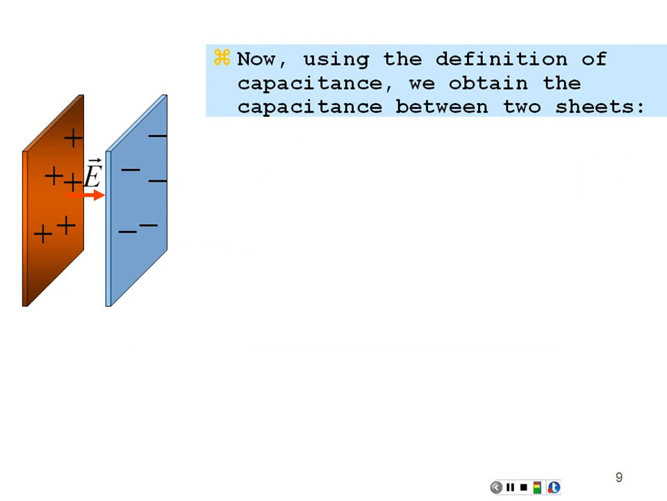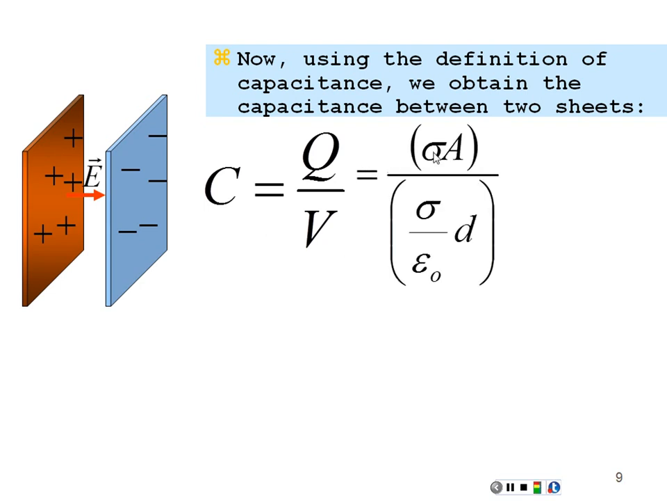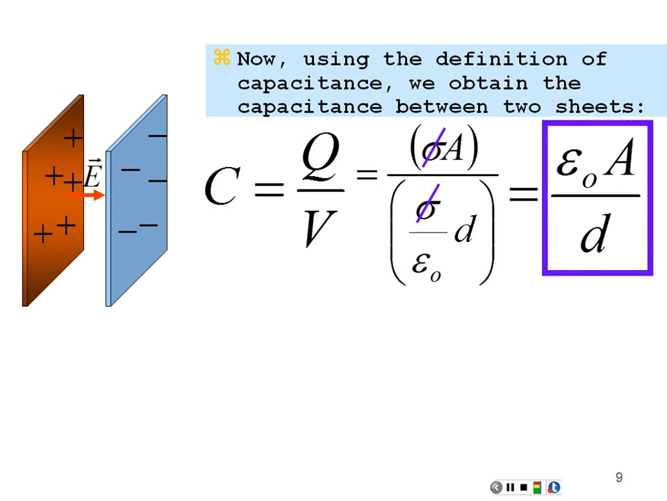Now, using our definition of capacitance, we know capacitance is the charge divided by the voltage. In this case, the charge is our surface charge density, sigma, the charge per area, times the area. That will give us the total charge on one of those plates, divided by the voltage that we just calculated, sigma over epsilon naught times d. Our sigmas cancel out here, and we get that the capacitance between these parallel plates in air or a vacuum is equal to epsilon naught, the permittivity of free space, times the area of one plate over the separation distance d between the plates.